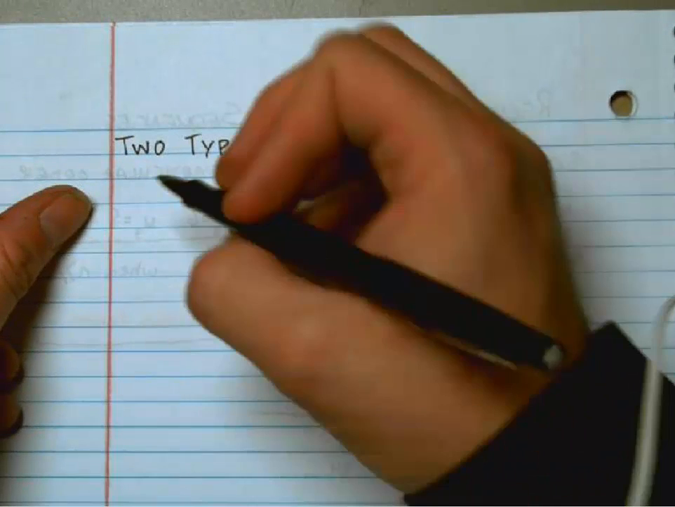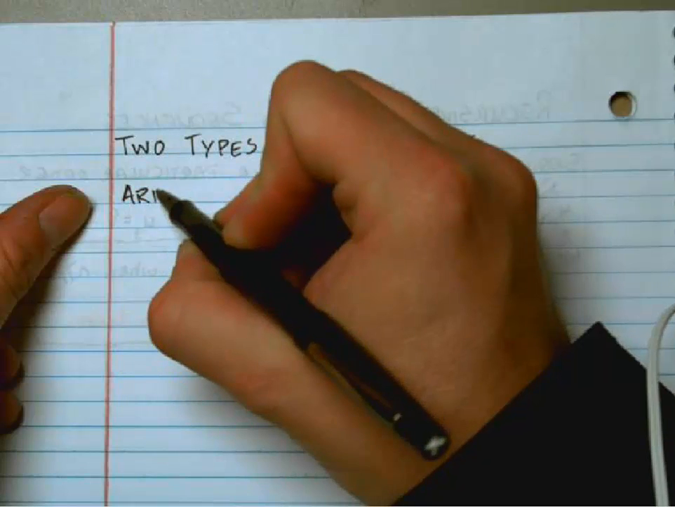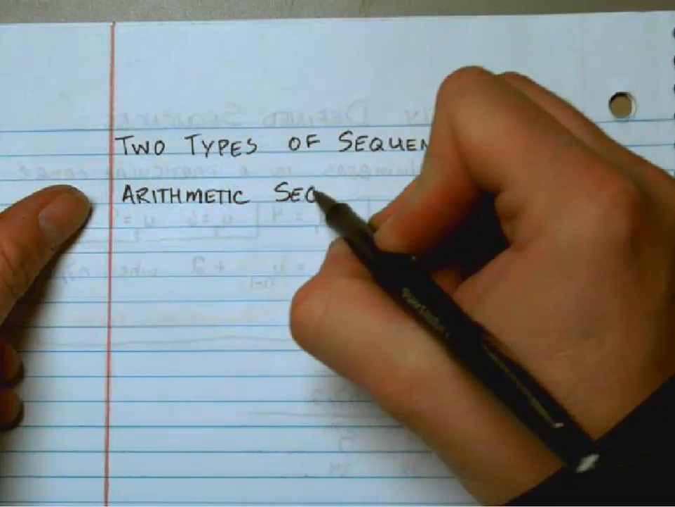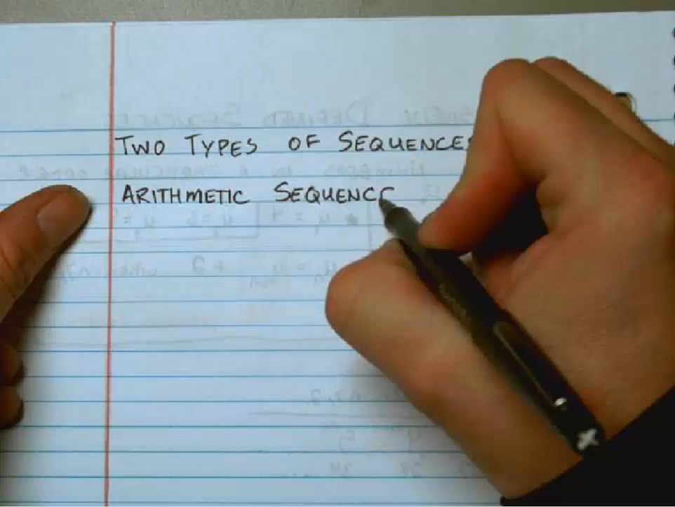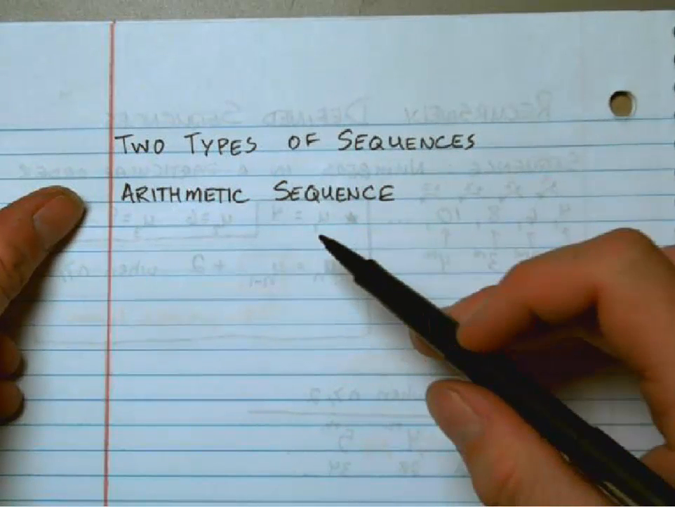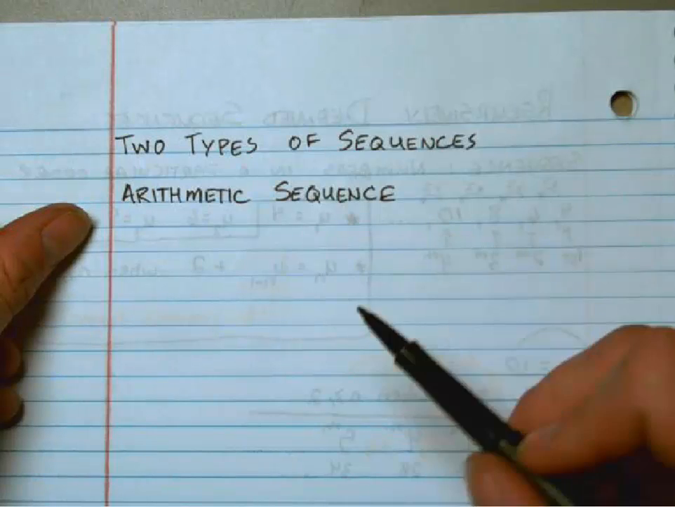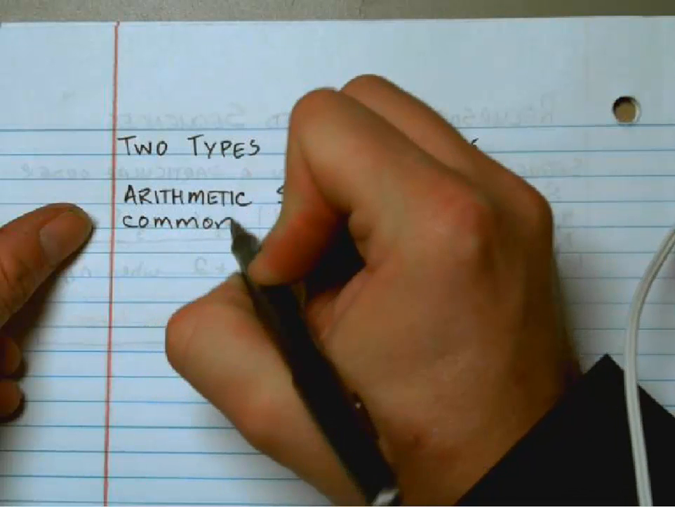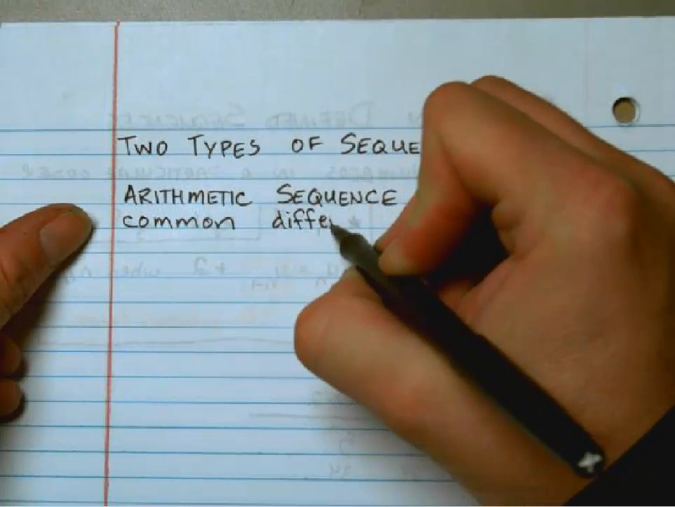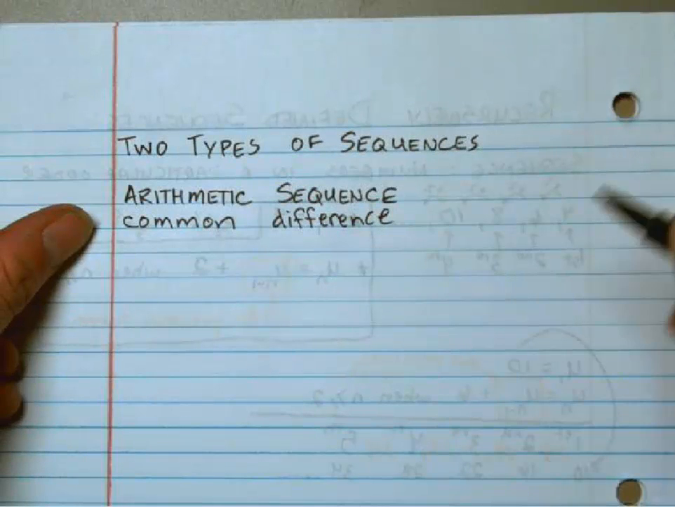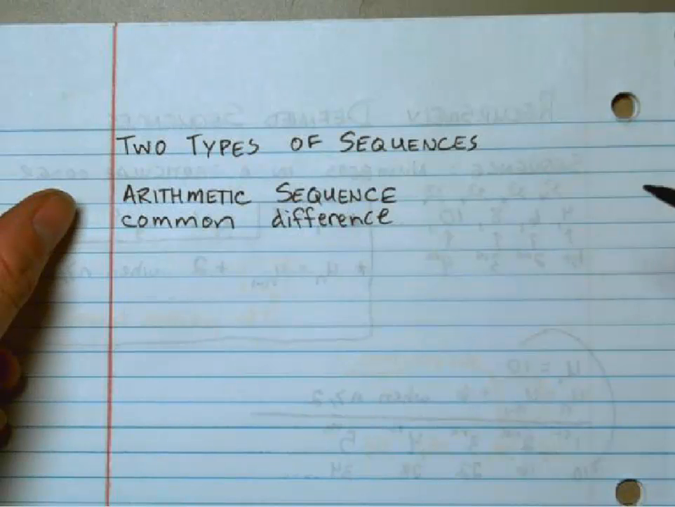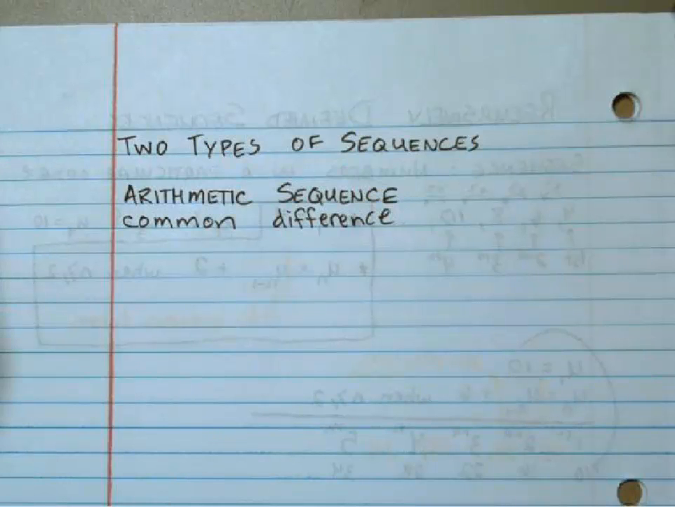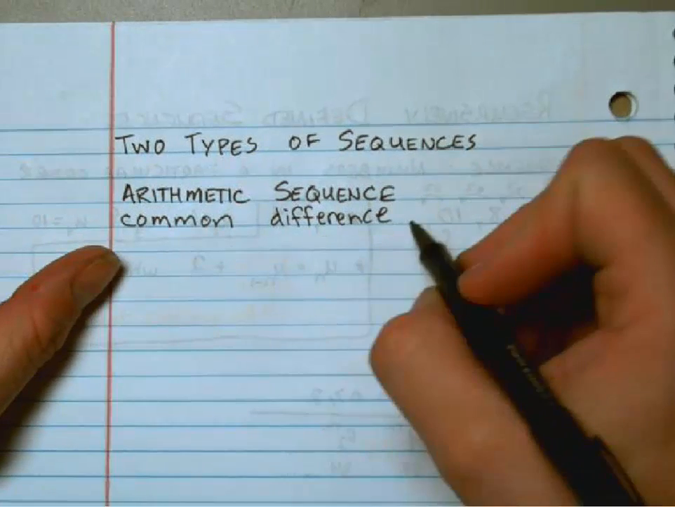So the first type is called an arithmetic sequence. It looks like it says arithmetic, but we call it arithmetic. Now, an arithmetic sequence uses a common difference. This is where we're adding the same thing every time, or even subtracting the same thing, because if you want to think about subtracting as adding a negative, it's the same thing. So arithmetic sequences have a common difference.